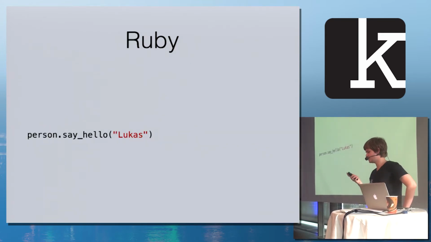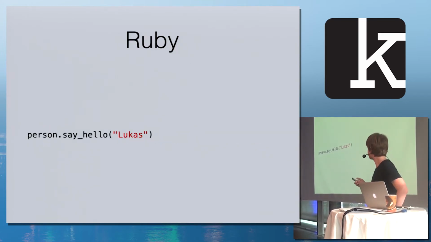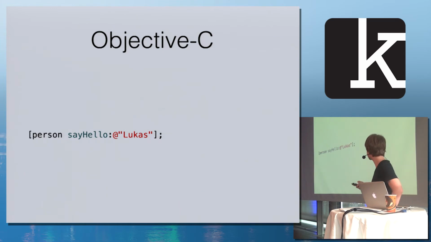In Ruby, you would call a method like this. For example, if we had a person object with a say_hello method, we could call it with the string Lucas. In Objective-C, you use these square brackets: [person sayHello:@"Lucas"]. Lucas is the parameter, and person is receiving the sayHello message. It's like the Smalltalk message sending way.